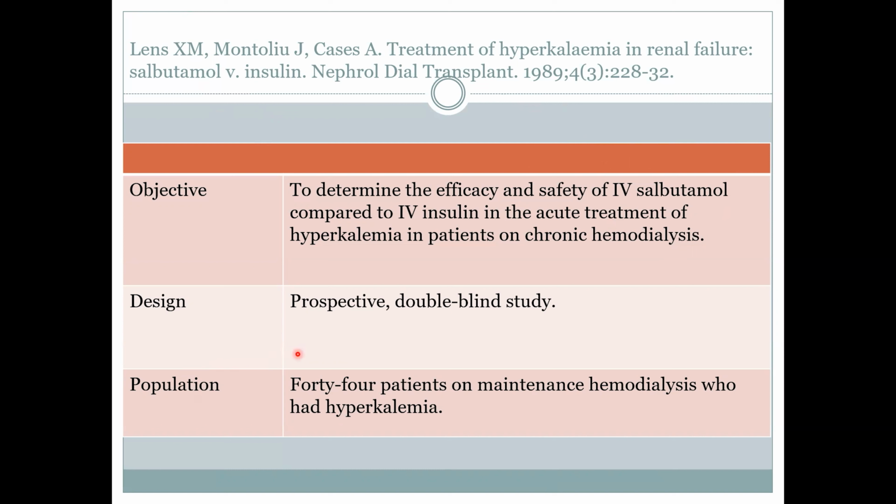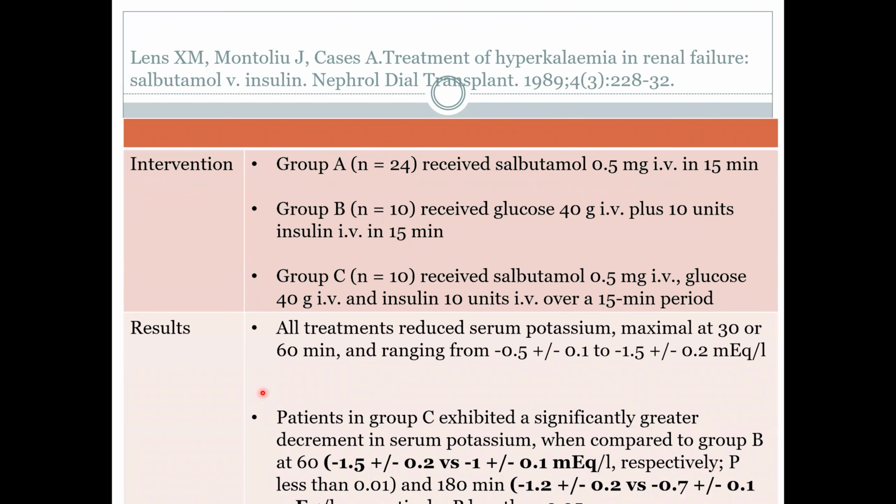In this prospective double-blind study, there were 45 patients on maintenance HD who also had hyperkalemia. So they had 3 groups, and I want to make sure we really get this one. One group received the IV beta-2 agonist, albuterol, given over 15 minutes. The next group received classical insulin plus glucose. And the last group got a combination of both of those.